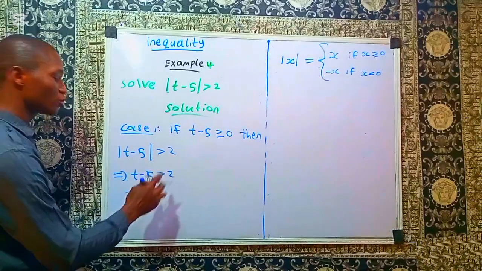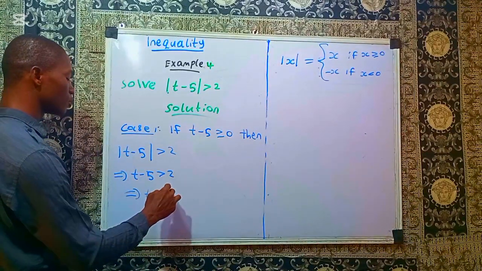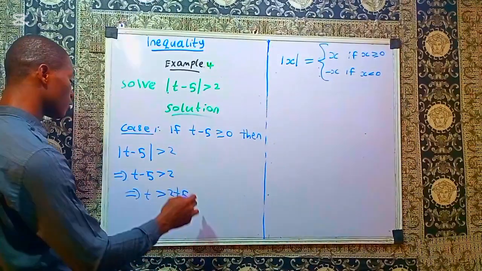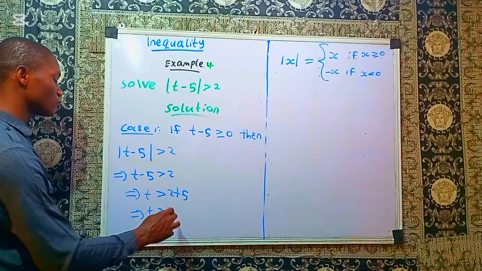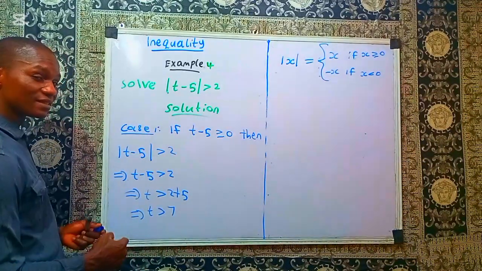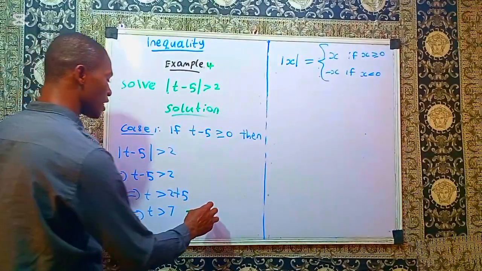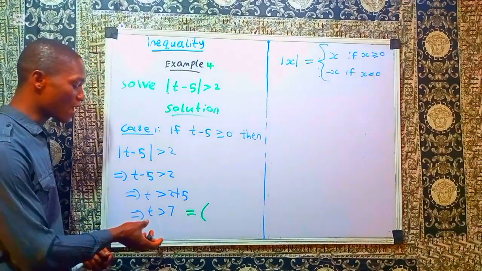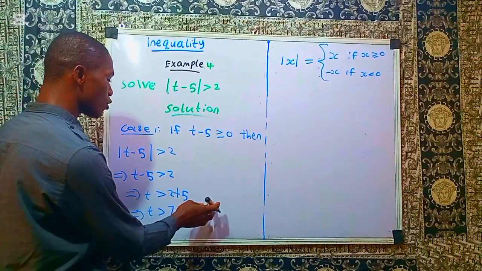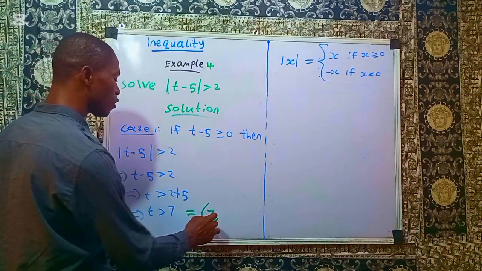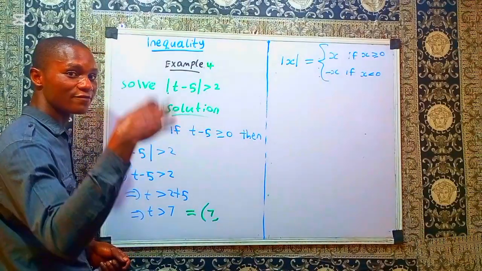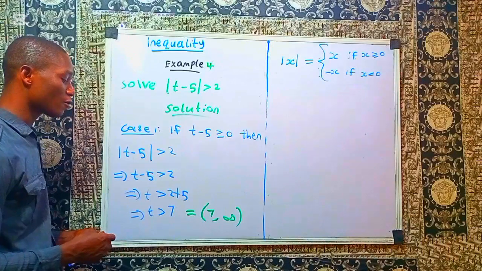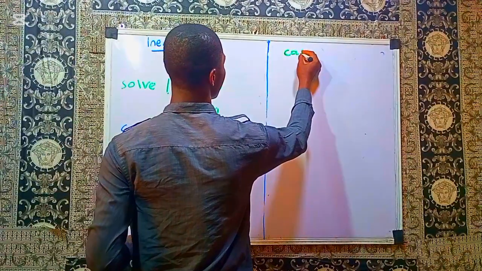We can move minus 5 to the other side. We are going to have t is greater than 2 plus 5, because if you move minus 5 to the other side it changes to plus. If you do 2 plus 5, you have 7. So t is greater than 7. We are going to consider numbers from 7 and above, but 7 is not among them because we have a strict inequality. So we use open brackets: 7, comma, infinity. We use an open bracket at the side of infinity as well. Now we look at case 2.